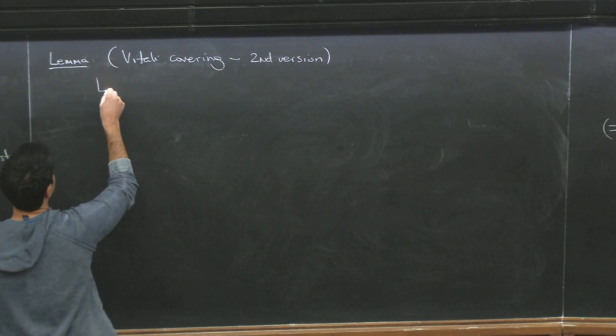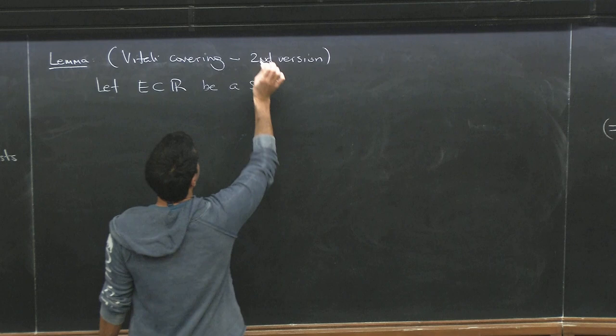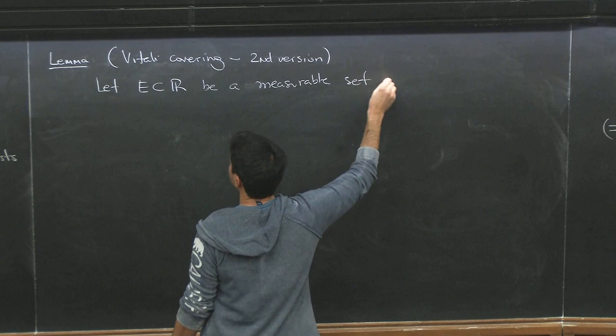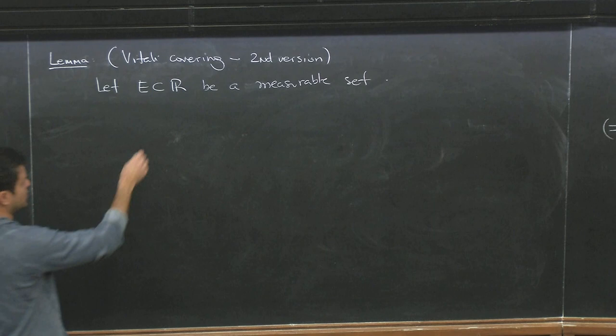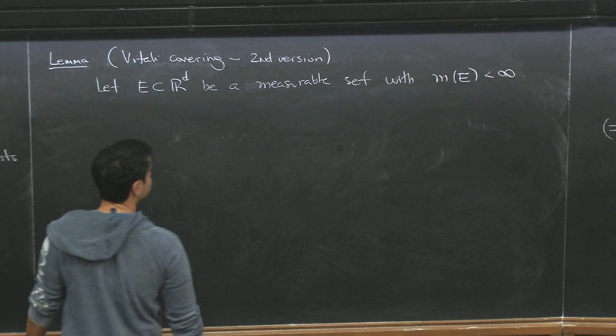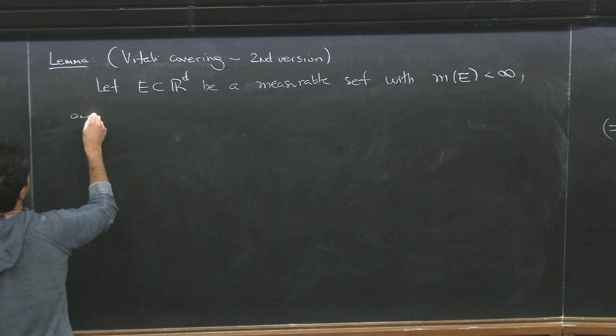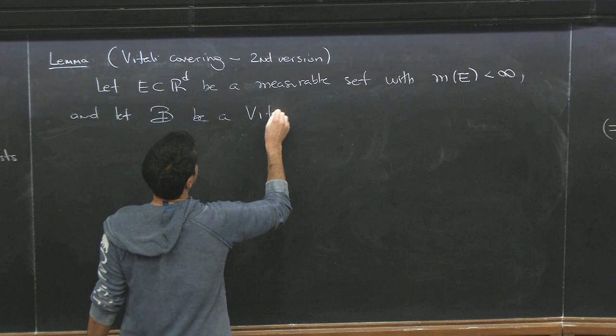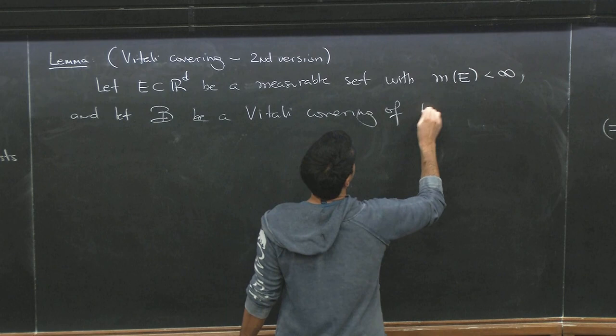Let E be contained in R be a measurable set. I don't even need R, I can actually put R^d. So let E contained in R^d be a measurable set with finite measure, okay? A set with finite measure, and let B be a Vitali covering of E.